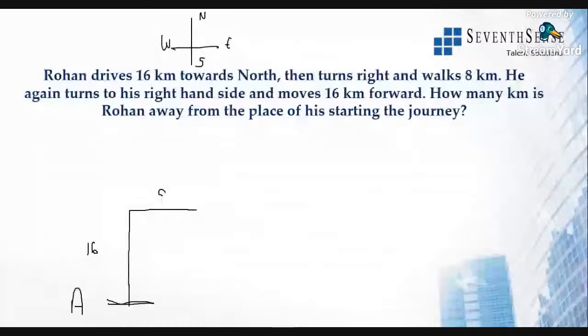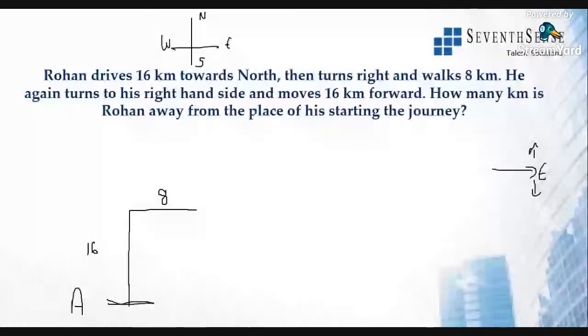Next, what are they telling? He again turns to his right and moves 16 kilometers forward. So from this, he turns right. In this case he is facing east, and I'll be pointing to this east. Can anyone tell me, if I'm looking in the east direction, which will be the right side? Will it be towards north or south?